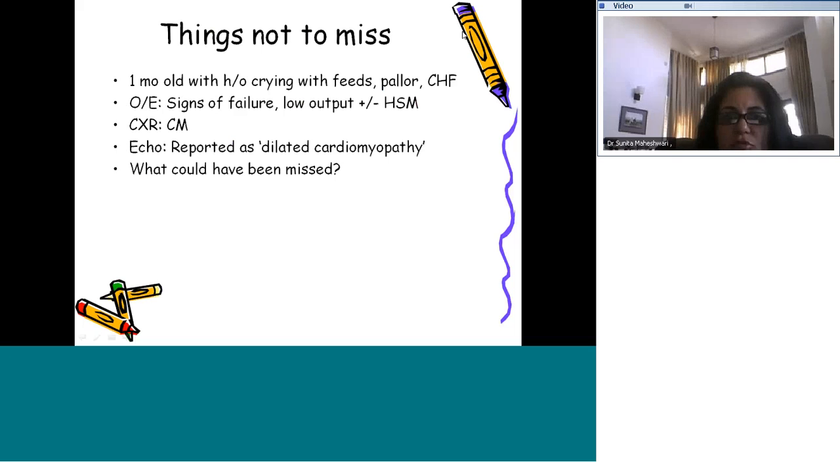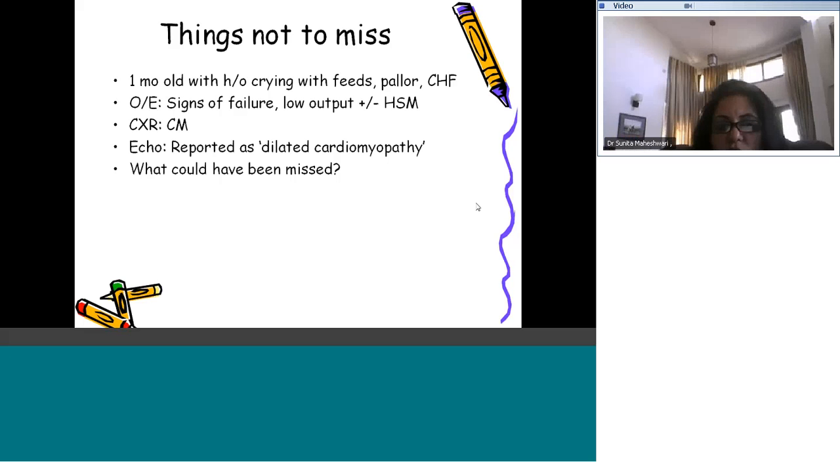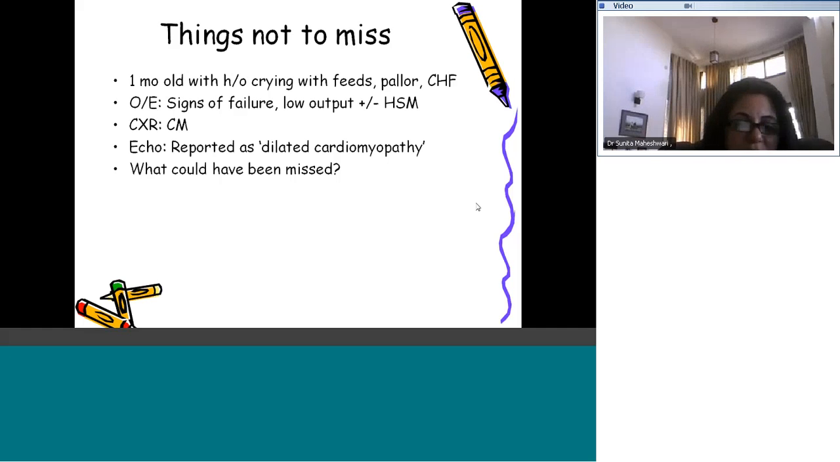Okay, now things not to miss. If you have a 1-month-old who's crying with fever, pallor, he's got heart failure, on exam he's got signs of heart failure, low output, holosystolic murmur, X-ray says cardiomyopathy, and he's been reported as dilated cardiomyopathy on echo. So if you have someone whose diagnosis is dilated cardiomyopathy, what are the structural things you shouldn't miss? What are the 3 or 4 things that you should make sure you exclude?